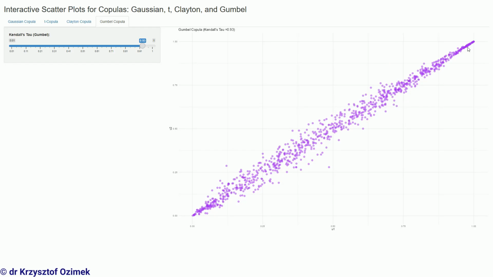In summary, each copula demonstrates unique characteristics based on the value of Kendall's tau, highlighting different dependencies between variables in either the lower or upper tails of their distributions.